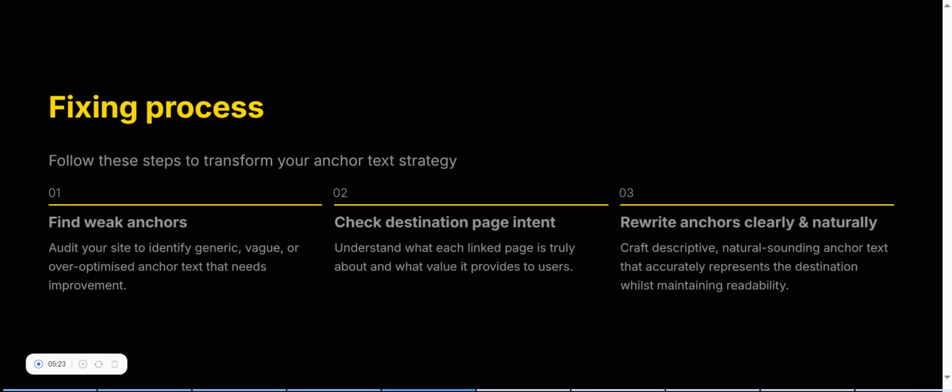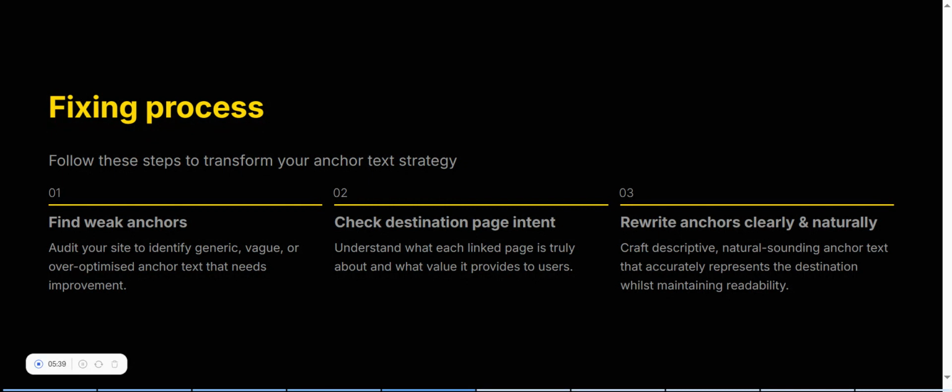Now, you need to follow these steps to transform your anchor text strategy. Firstly, you need to identify your weak anchors, the ones that are generic, the ones that are vague, and the ones that are over optimized. All three need to go.